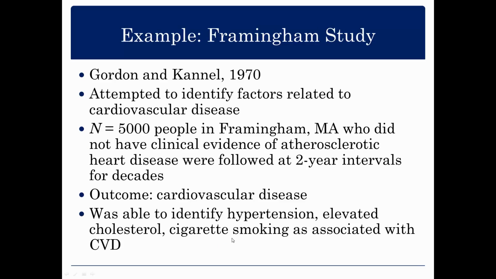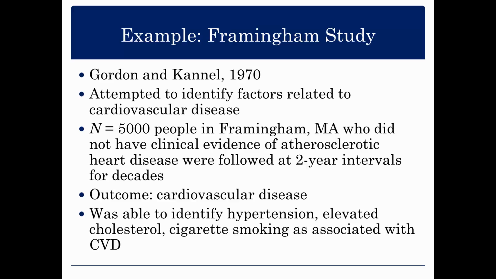An example of this is the Framingham study, where they're attempting to identify factors related to cardiovascular disease. This is just the initial look at this data set that is out there and available. They have 5,000 people in Massachusetts who did not have clinical evidence of heart disease. They were followed at regular 2-year intervals for decades to see whether or not they eventually developed cardiovascular disease, so they could try to determine what are the potential risk factors for the eventual development of that disease.